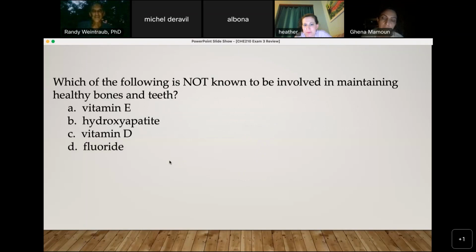Which of the following is not known to be involved in maintaining healthy bones and teeth? B. Hydroxyapatite. Okay, which is not. Actually, that is the compound that is made, so it's not specifically a nutrient. Maybe that's why it threw everybody off. But hydroxyapatite is the compound that puts together protein and calcium to make structures like bone and teeth. So vitamin E doesn't have a role in teeth, and vitamin E is the antioxidant character.